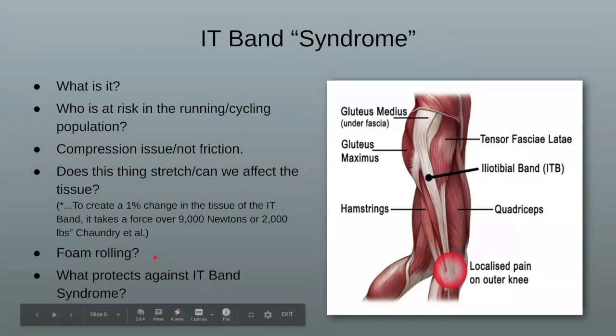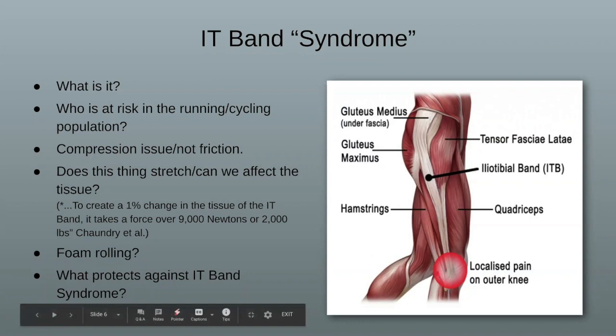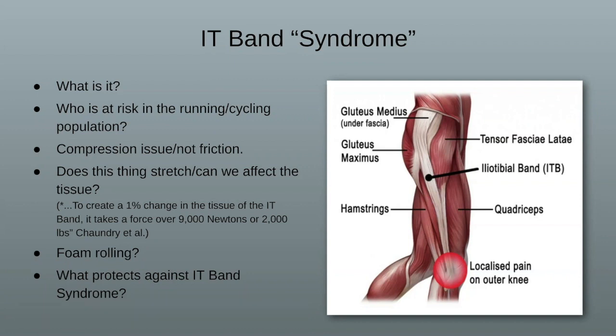Okay, IT band syndrome. What is it? Your IT band, which I'm sure a lot of you know whether you've had problems with it or not, is a really thick piece of tissue that comes all the way down from the lateral side of the hip and connects into a lot of different tissue all the way down the lateral side of your knee. Your IT band is really important. It's responsible for absorbing and producing a lot of load, especially with runners and cyclists.